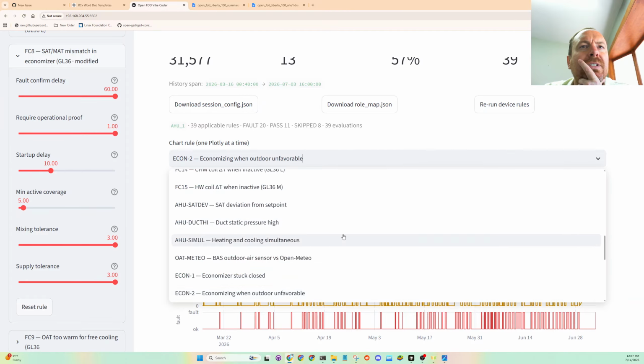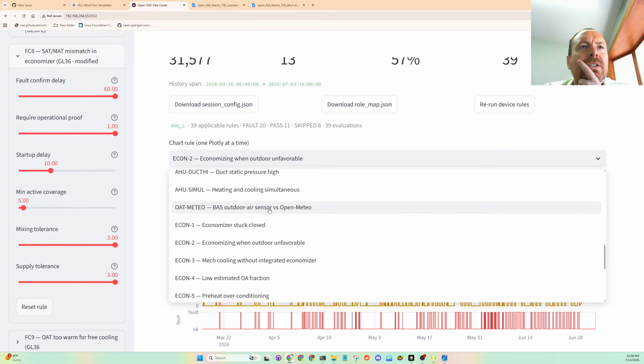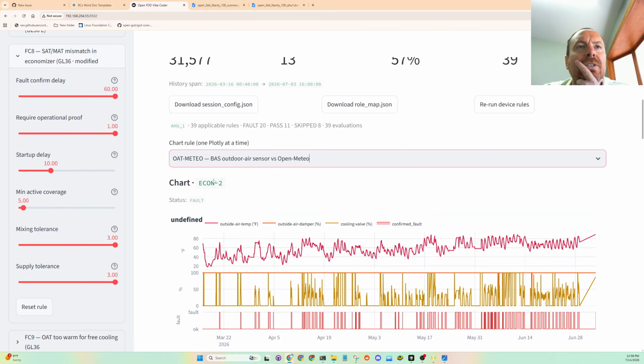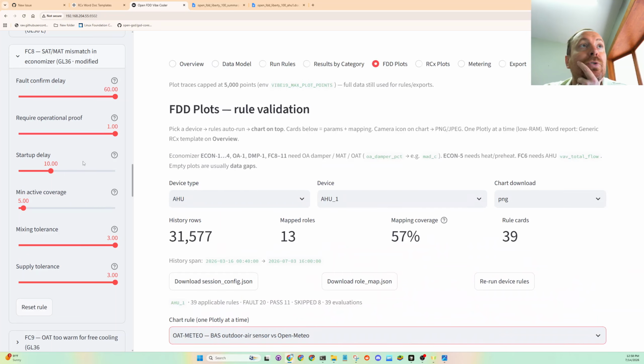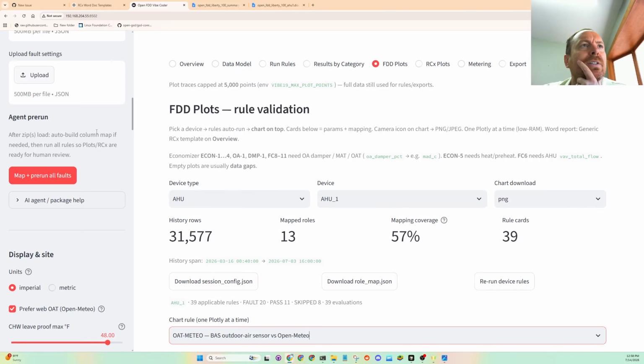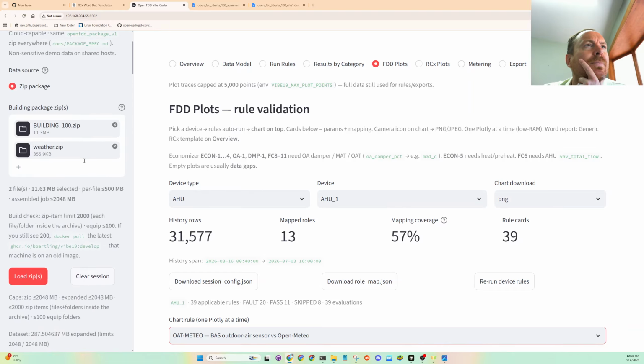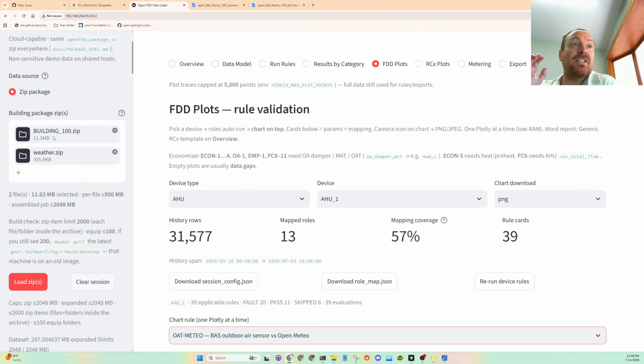So we do have some of these fault equations. We did look at this before: the local outside air temperature sensors versus data from the web. So, jumping around here a little bit, the two zip files. The next building I do, I can demo a little bit more on the AI required process. It provides a mapping in a JSON file for web weather and just CSV file data.